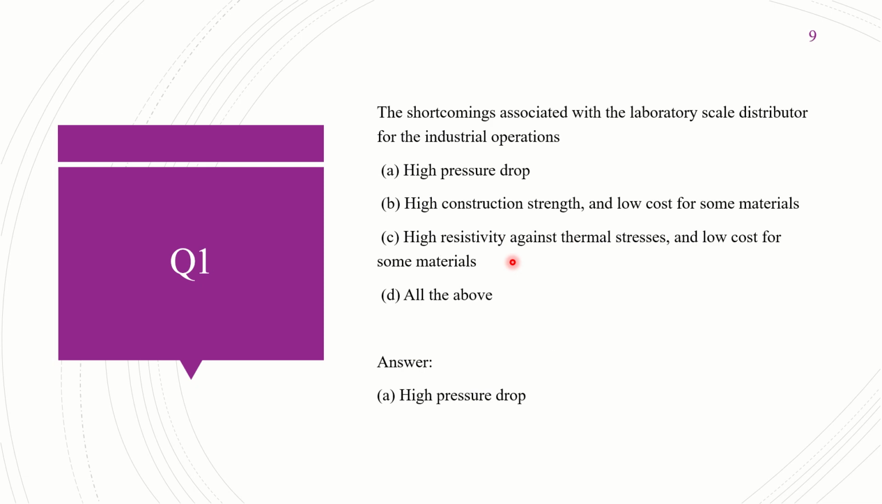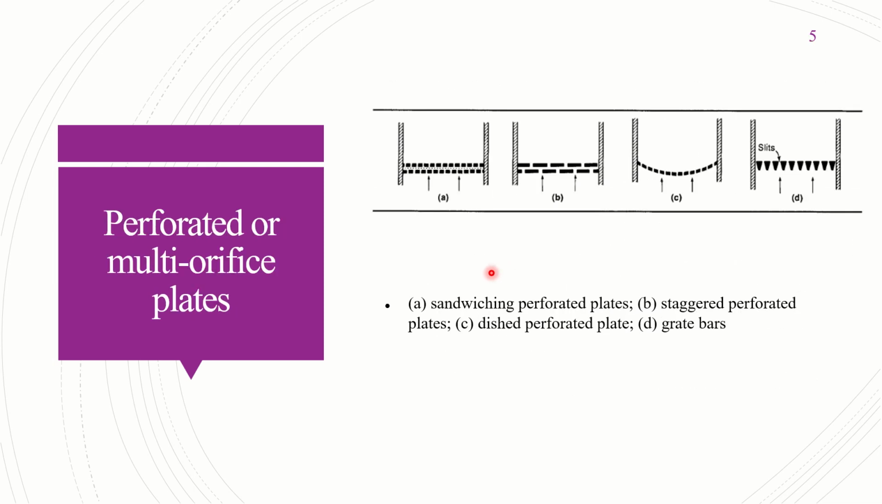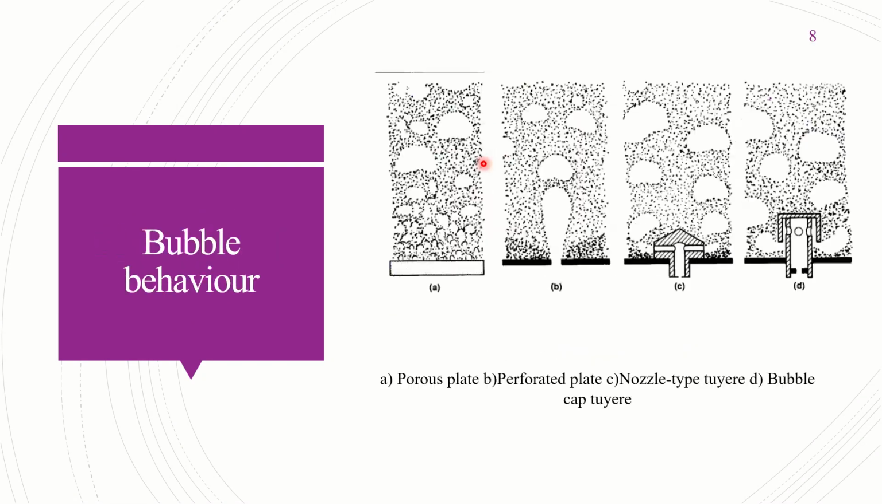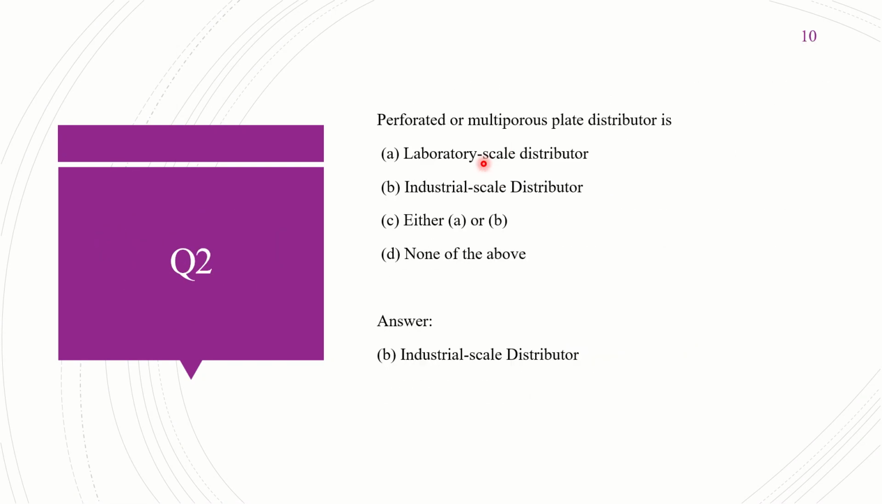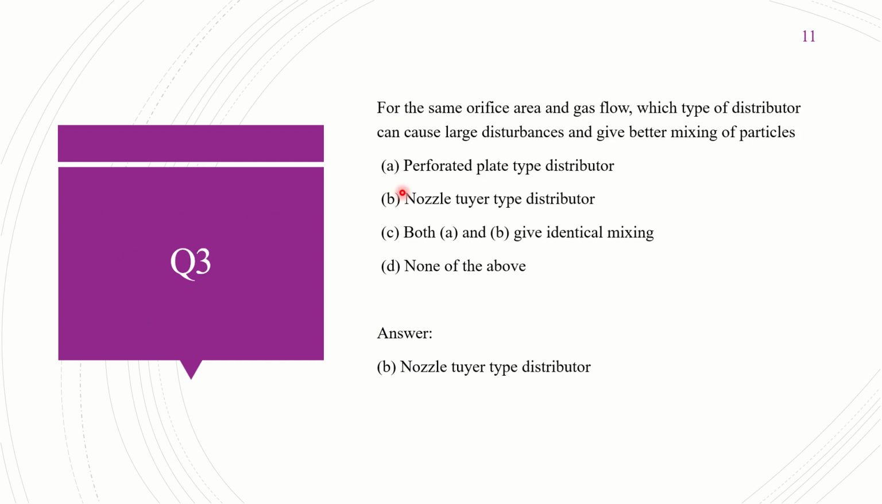So for example, we can just go back and look into it. These are the perforated or multi-orifice plates, where as you can see in these slides, there are perforations through which the gas passes. So it can be used in the industrial scales. So the answer is option B, industrial scale distributor. We'll go to question 3.